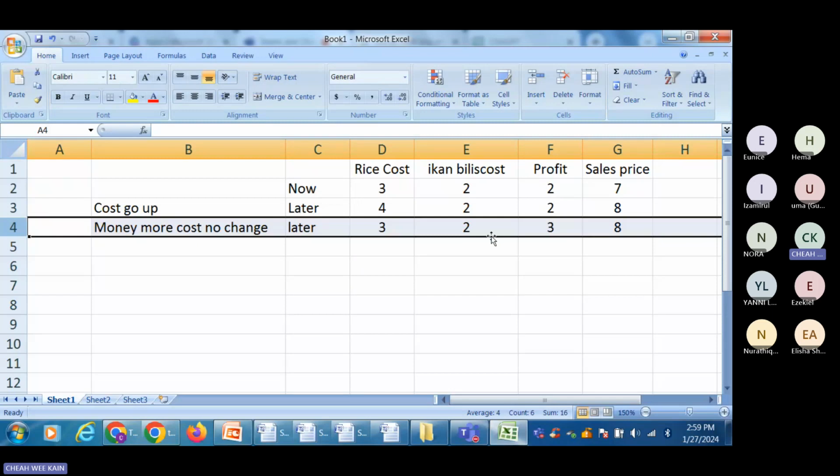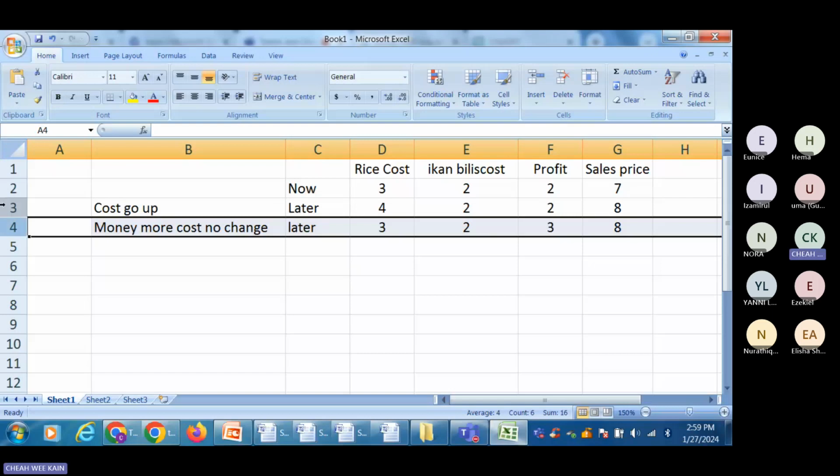You want to make more profit, you go up the price. And you can go up the price because people got more money. Last time they only got $7. Now they got $8, so they can buy. So businessmen always will go up the price when there is a chance to make a profit.